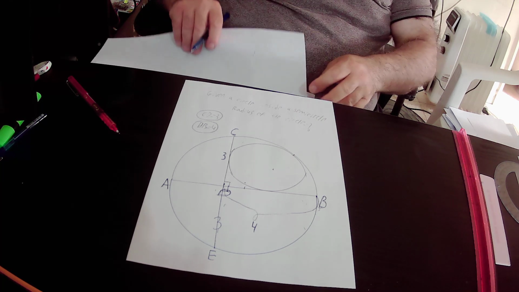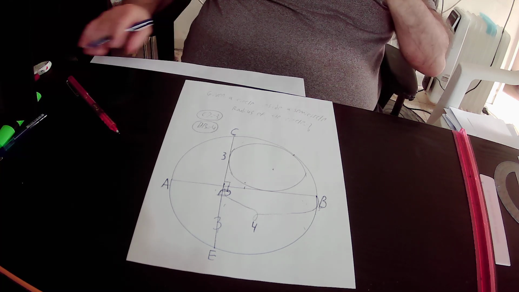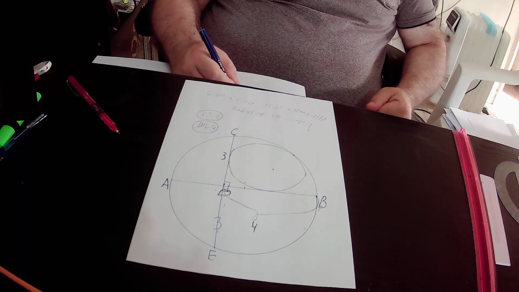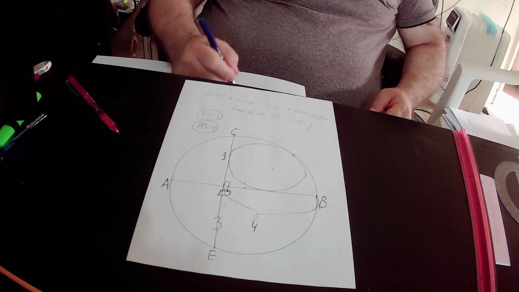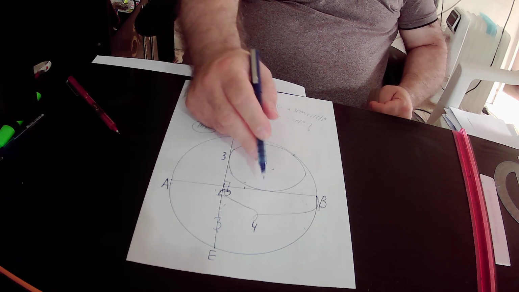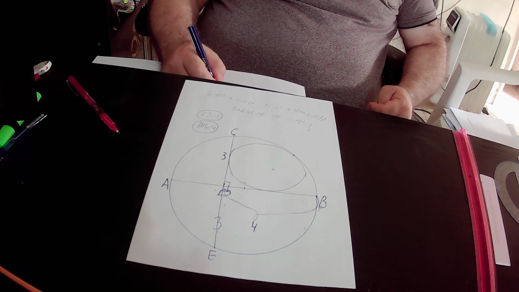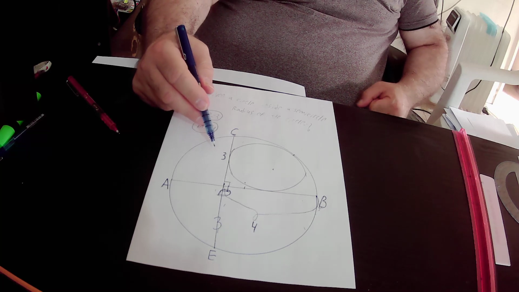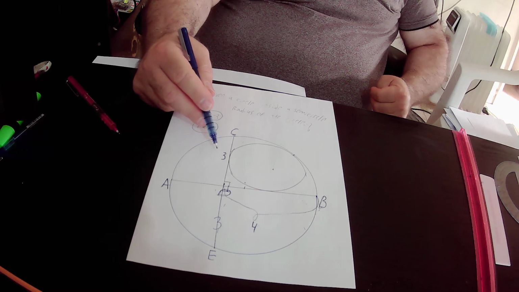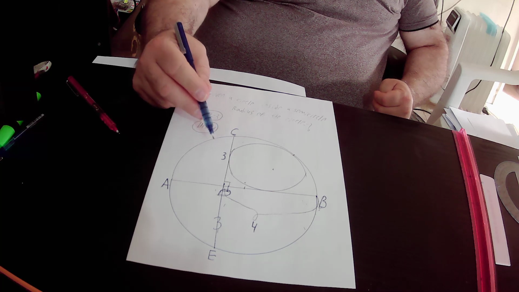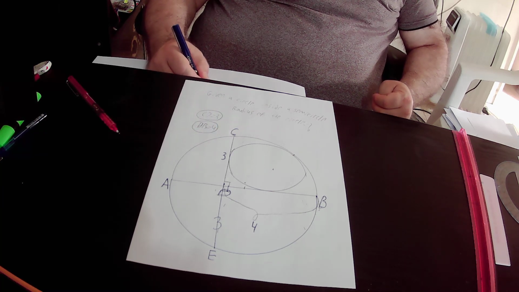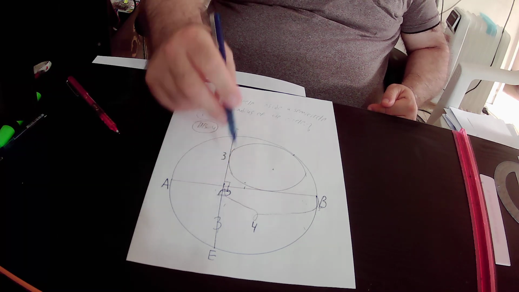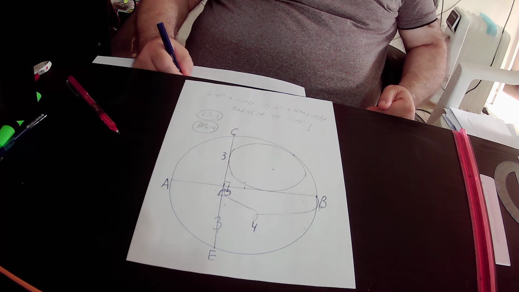So here, AD is the missing line segment, so we leave it as it is, times DB. DB equals 4 units according to what is given in the question, so we substitute DB by 4. And it is equal to CD, which equals 3 units, times DE. DE also equals 3 units according to what we already found out.